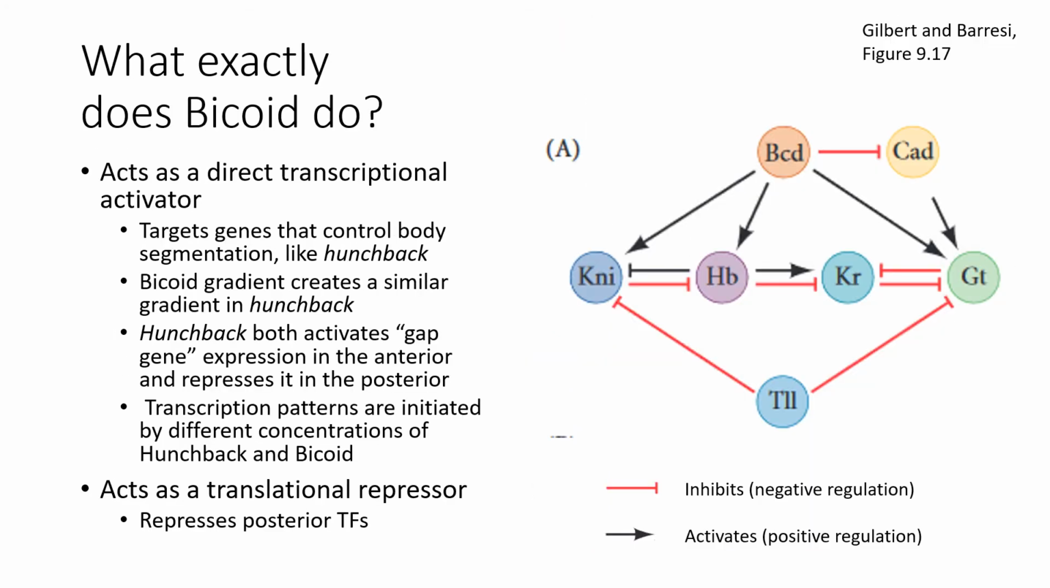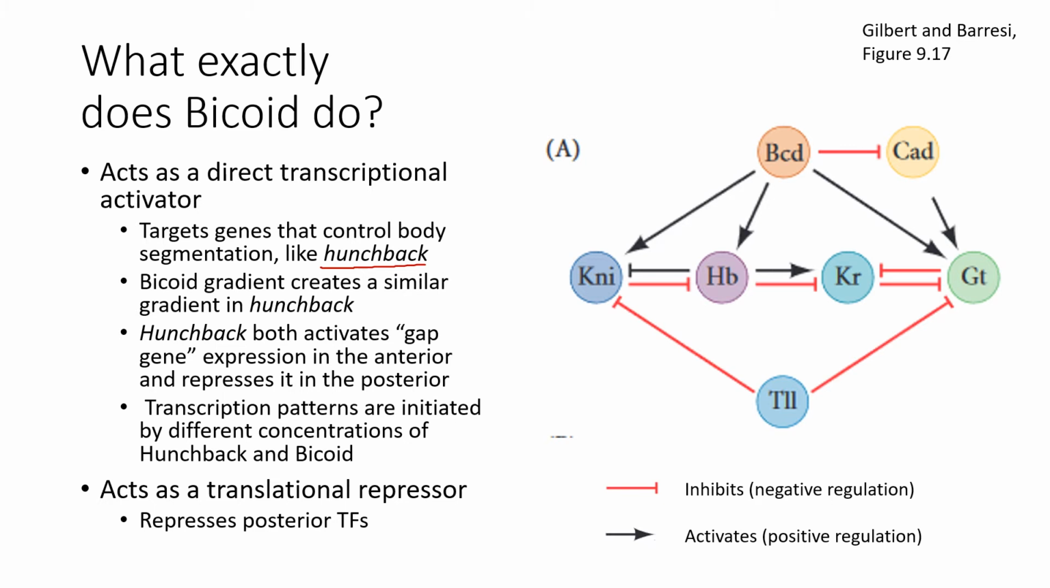So what does bicoid actually do once it's diffused in a gradient across the embryo? So for one, it acts as a direct transcriptional activator, which is a transcription factor that binds to and induces expression of a gene. And what it does is it targets genes that control body segmentation, like a certain important gene in Drosophila called hunchback. Now, by activating this gene, it creates a hunchback gradient similar to the existing bicoid gradient. Hunchback, on the other hand, activates gap genes, among other genes.